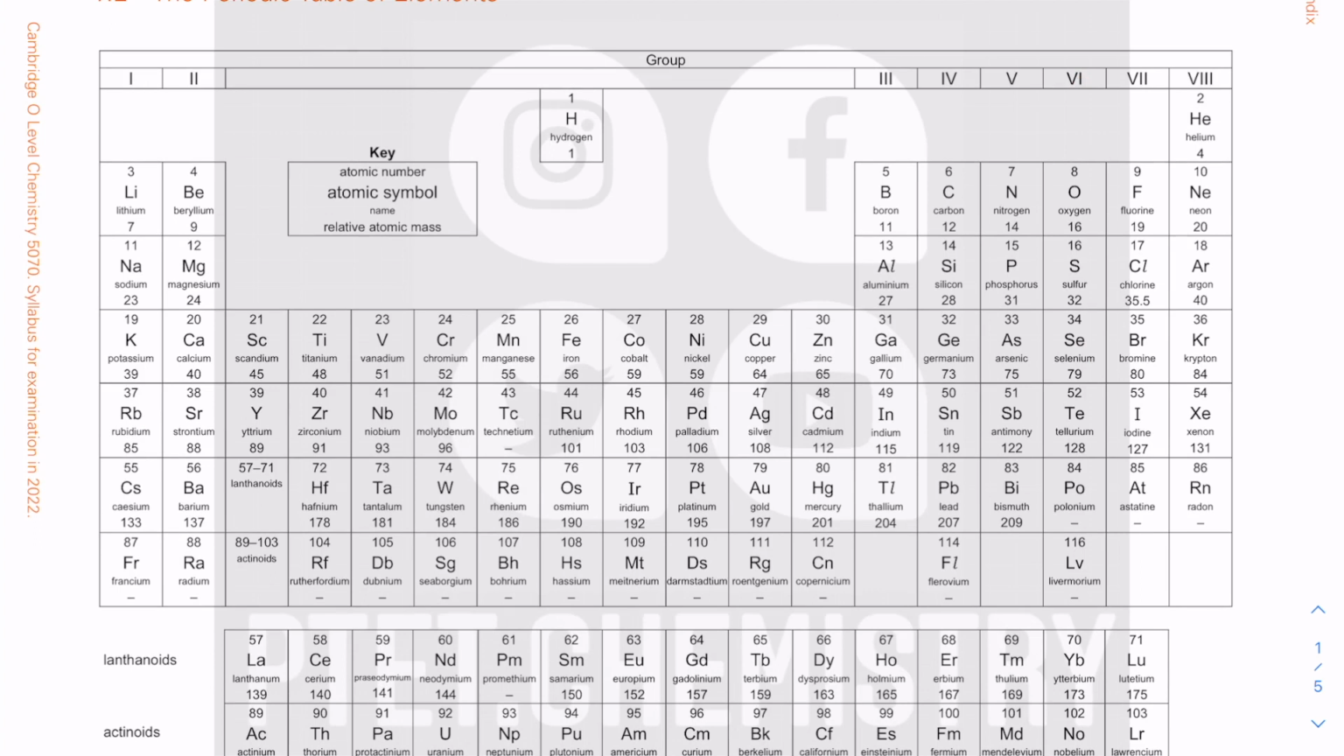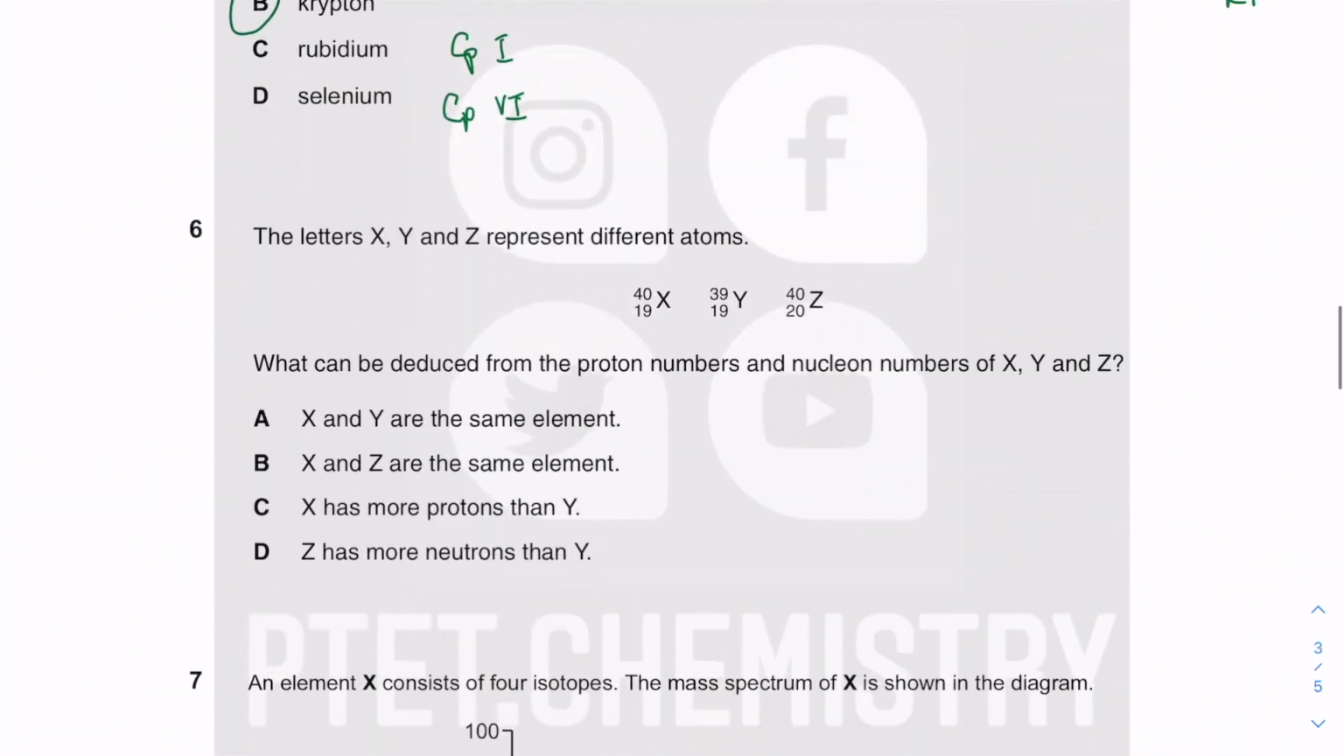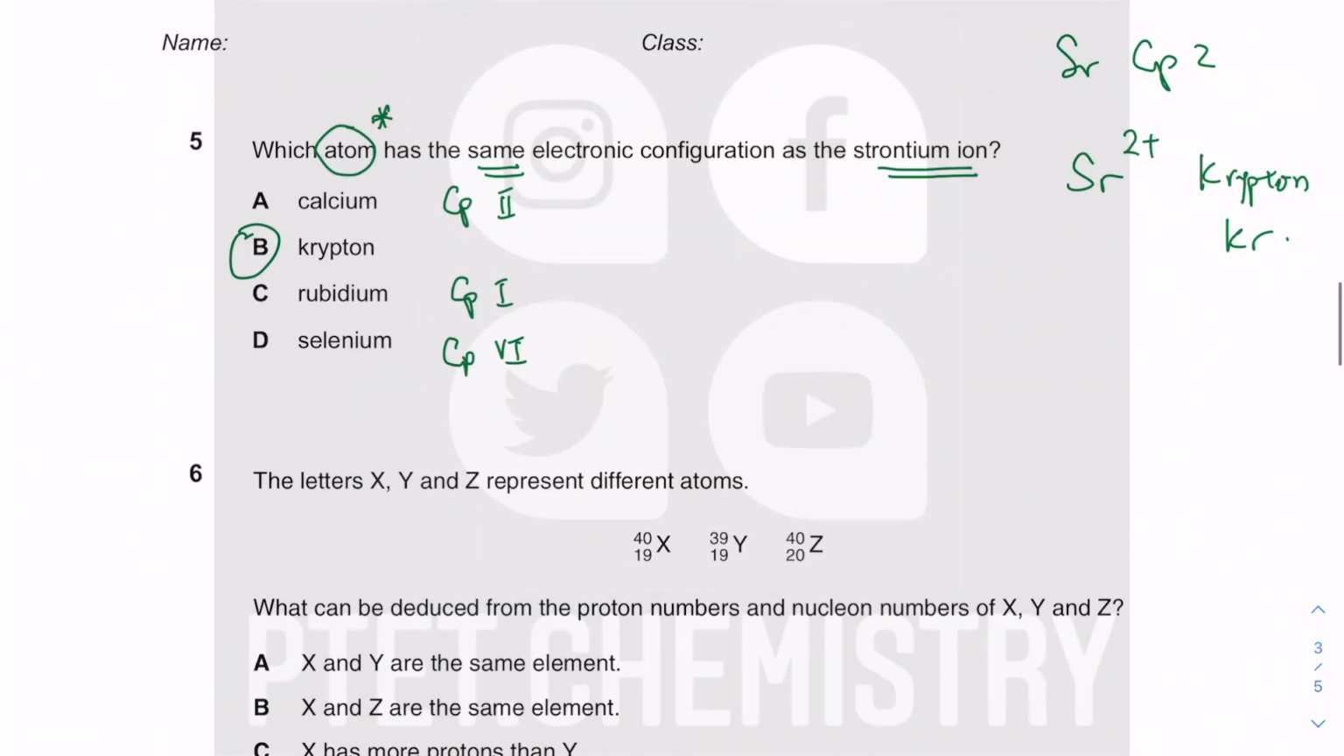Okay, so these are not numbers, these are Roman numerals, so you need to respect the way the periodic table has already shown it to you, and you have to use it in your wording as well as in your application. So obviously krypton is the only one that matches the electronic configuration of the strontium ion because this will have 2 electrons in the outer shell, 1 electron in the outer shell, 6 electrons in the outer shell, 8 electrons in the outer shell, the same as the strontium ion.